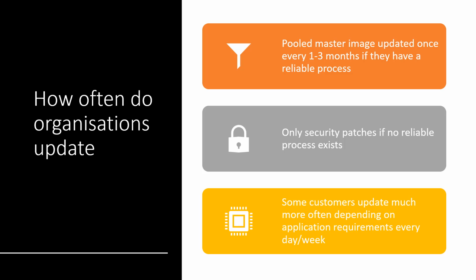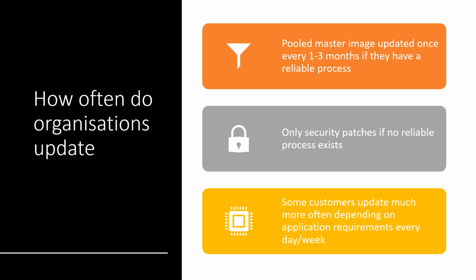So if you've got a master image for your pooled desktops, how often do you update that? Well, if we take that top example, the pooled master image is updated probably once every 1 to 3 months, if you have a reliable process. Now, a reliable process, although I would love it to be automation, doesn't actually have to be automation. It could be a checklist. That's absolutely possible to make reliable. It's very difficult to make reliable, but it's definitely possible.